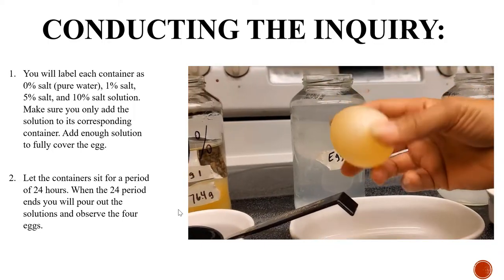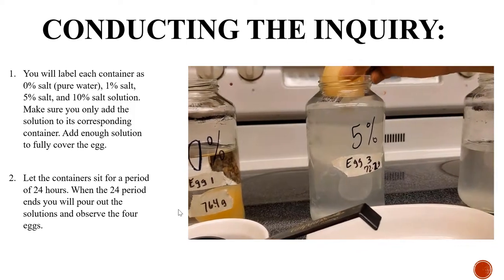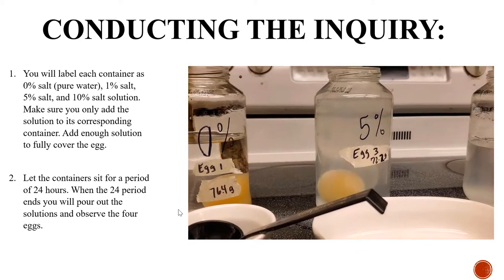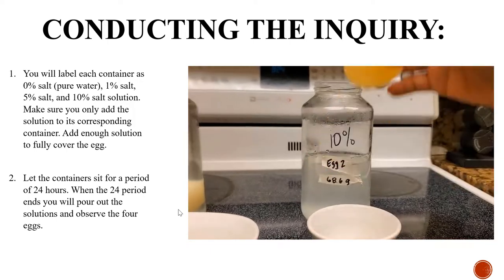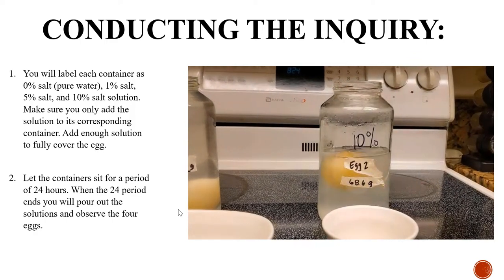There goes the first egg in the 0% salt concentration, so that's deionized water. Second egg in the 5%. And our last egg, naked egg, bouncy, soft, into the 10% salt concentration jar. Let the eggs sit for 24 hours and then record the results.